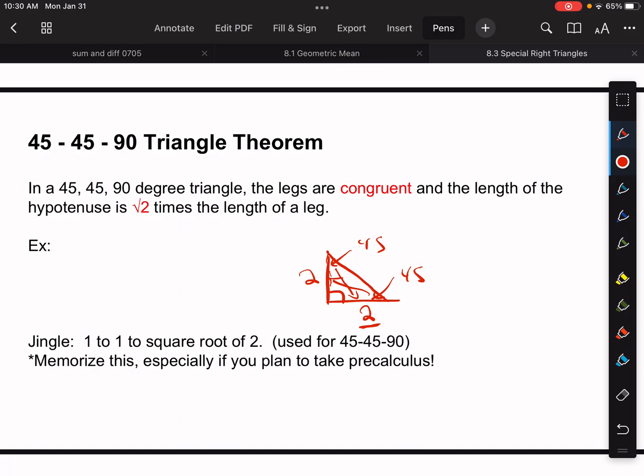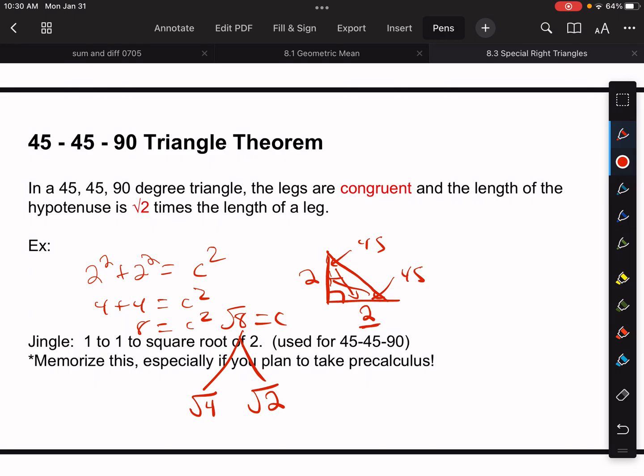Now, the hypotenuse is always going to be the square root of 2 times whatever this is. You can prove it to yourself with the Pythagorean theorem. We say 2 squared plus 2 squared equals c squared, so 4 plus 4 equals c squared. We get 8 equals c squared, and when you solve this, c is equal to the square root of 8. If you simplify the square root of 8 and take the perfect square out, which you need to be comfortable doing soon, the perfect square in 8 is 4. So this is the square root of 4 times the square root of 2. The square root of 4 is 2, so 2 root 2, or the square root of 2 times the side length, will always be the pattern that arises.